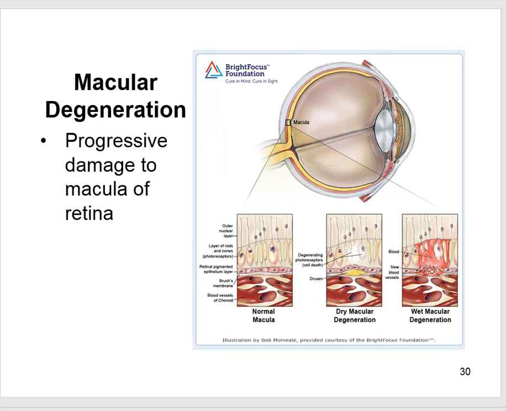Macular degeneration. This is a progressive damage to the macula of the retina. It causes a severe loss of central vision. Now, there are two types. There's wet and dry. Let's talk about the dry first.